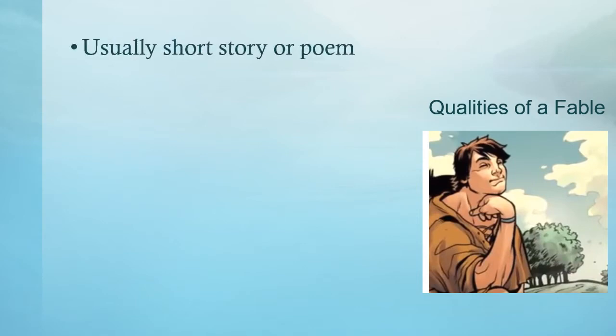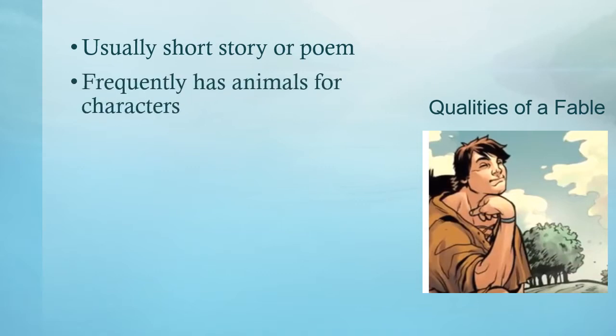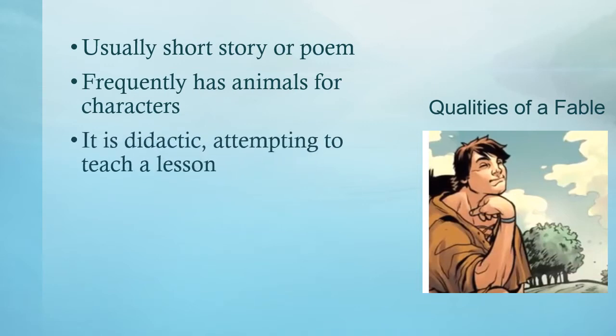So let's look at the qualities of a fable. First of all, the pictures that I'm using are from the graphic novel that was produced on The Alchemist, and you might want to pick that up. It's kind of a neat version. So usually a fable is a short story or poem. Frequently it will have animals for characters, and the animals can talk. It's didactic, which means that it attempts to teach a lesson.